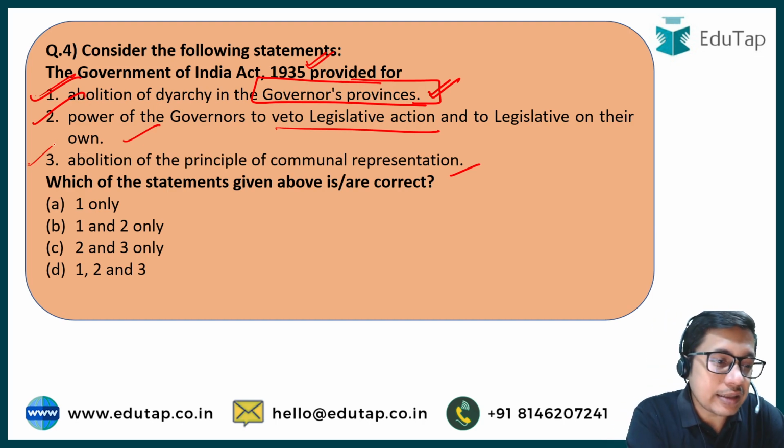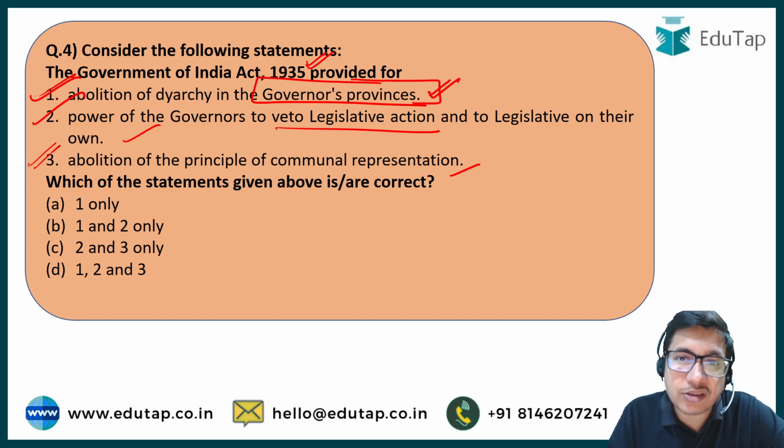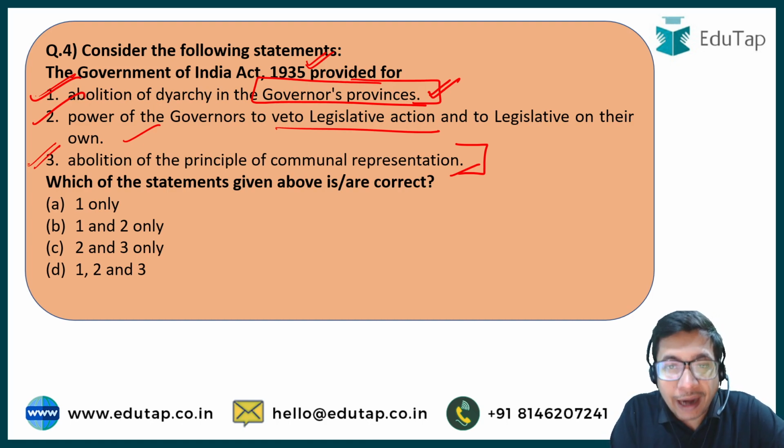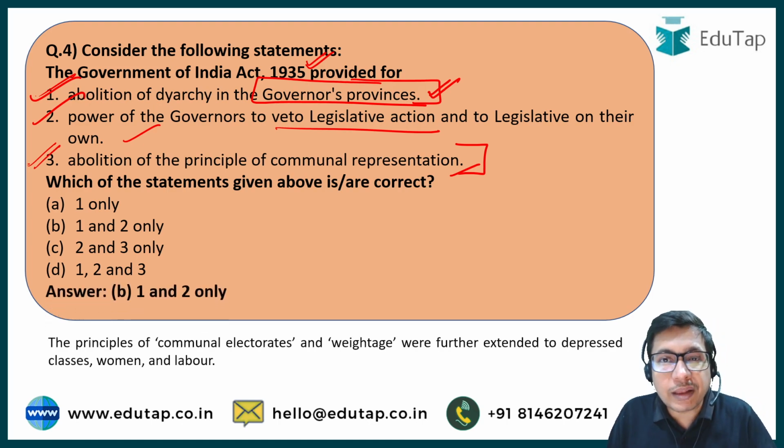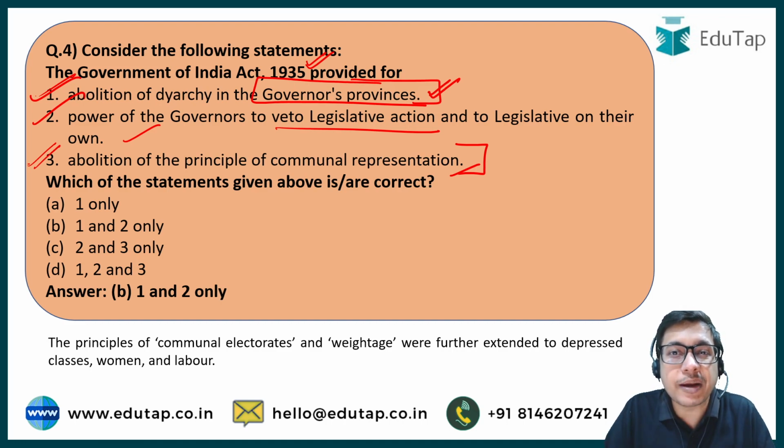The third statement says the communal representation was abolished. This is not correct. Communal representation was actually expanded. Before the 35 Act, the communal representation or reservations, we can say, in the legislatures, was open only to the depressed classes and to the Muslims. But now it was expanded. How? Women were given certain reservations. Depressed classes and labor leaders or representatives of the labor unions, labor organizations, were also given representation or reservation in the legislatures. So communal representation was not abolished, it was expanded.